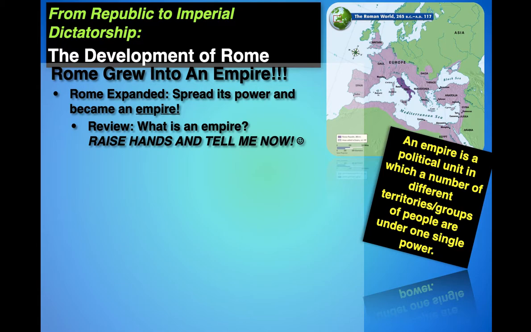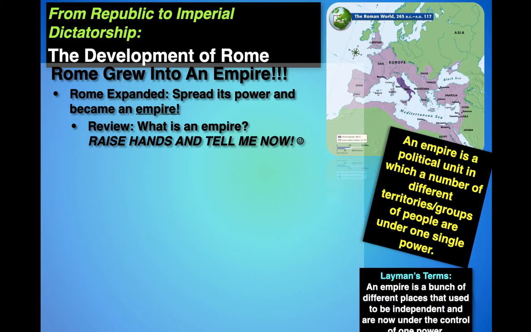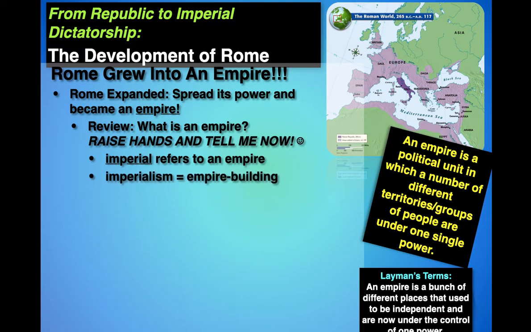So in the Roman Empire, you have Spanish, you have Gauls, you have Britain, you have Egyptians, you have Turks, you have Muslims, you have Algerians, you have Greeks, you have all sorts of different kinds of peoples. In layman's terms, an empire is a bunch of different places that used to be independent and are now under the control of one power. Imperial refers to an empire.